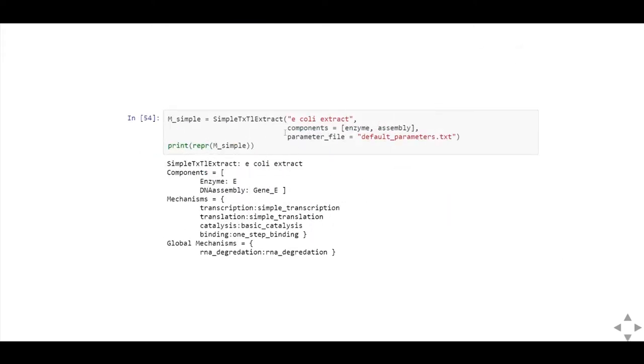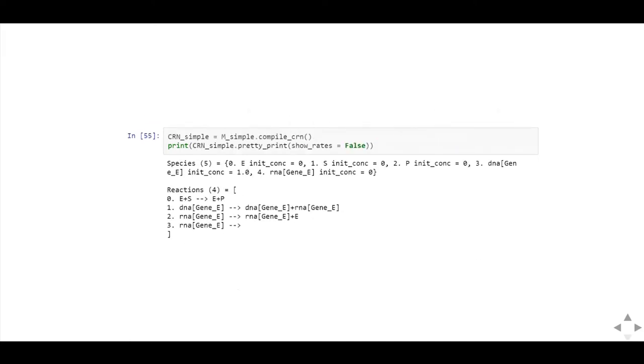And I put it into this simple TXTL extract. So this is a simple model of an extract, one of the mixtures we have. And you can see that this mixture has simple transcription, simple translation, a basic catalysis mechanism, and a binding mechanism in it. And it also degrades RNA. This is sort of an idealized model of how extracts work. And in this particular case, I have two different things. I have an enzyme and my DNA assembly in it.